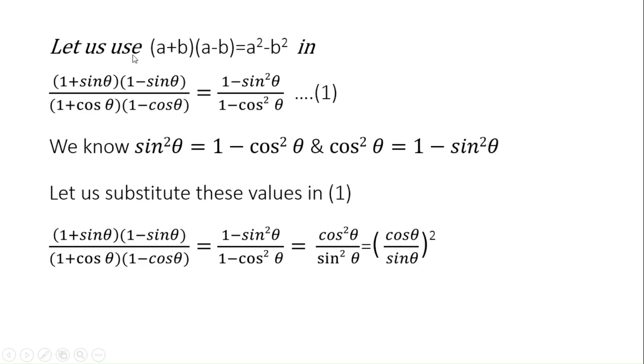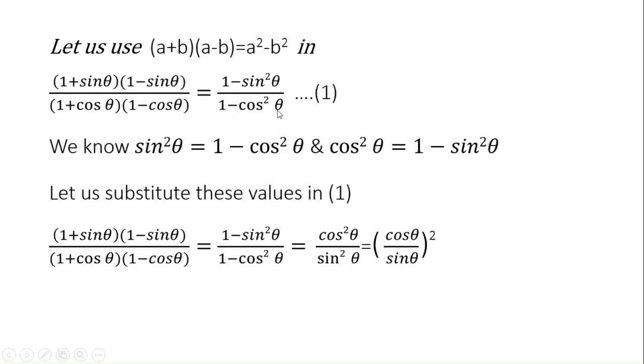So first we are using the algebraic identity (a plus b)(a minus b) is equal to a square minus b square in the given expression, (1 plus sin theta)(1 minus sin theta) by (1 plus cos theta)(1 minus cos theta). Here also it is (a plus b)(a minus b), so a square minus b square: 1 square minus sin square theta, 1 square minus cos square theta, and 1 square means 1 only. So finally it becomes 1 minus sin square theta by 1 minus cos square theta.